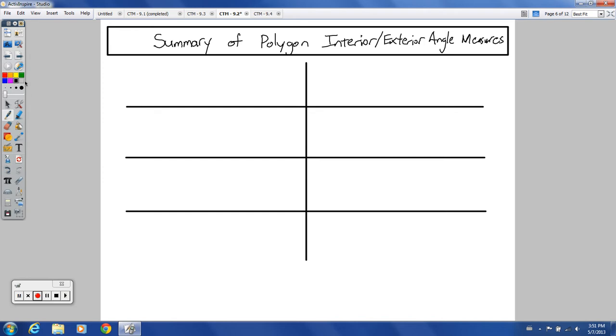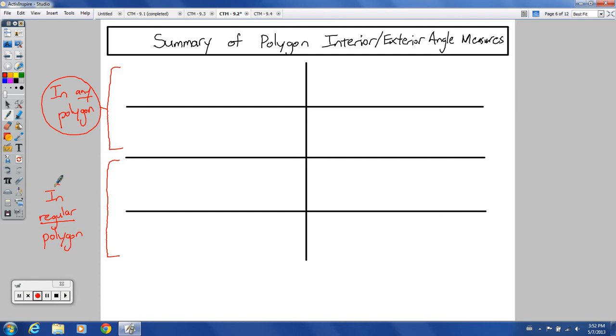And so these two in particular are going to be in any polygon. Let's put that in our different color. So these two are going to be for any polygon, and then these two will be for regular polygons. Regular polygons are polygons that have all equal sides and all equal angles, equiangular and equilateral. So in regular polygons here, I'm going to underline regular, underline any. That is vital to know the difference there. So any polygon.